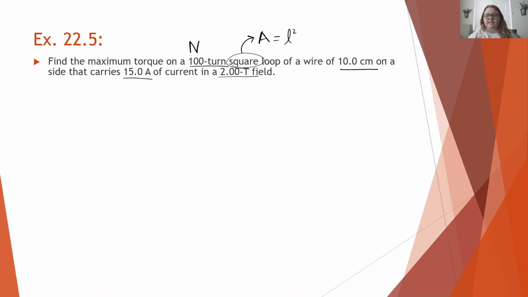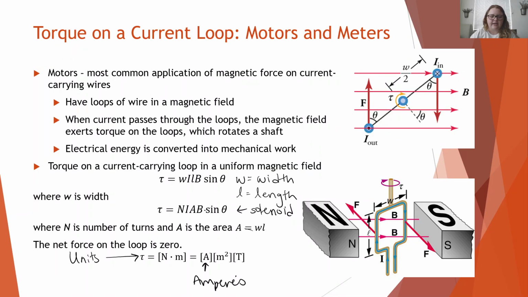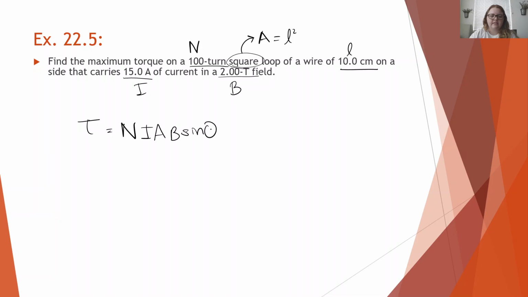A wire, this is going to be the length that carries this current I with this B field. Okay, so our torque, remember, is N times IAB sine theta. And if it doesn't tell you some sort of angle, then we can probably safely assume that theta is 90 degrees. That may not be a great assumption every time, but it's also a square loop of wire.